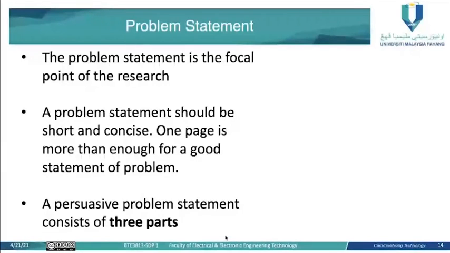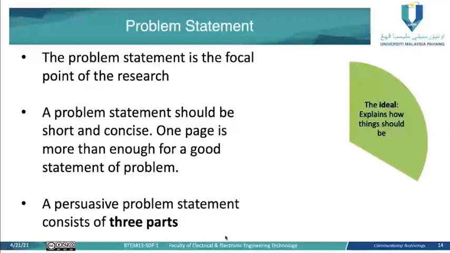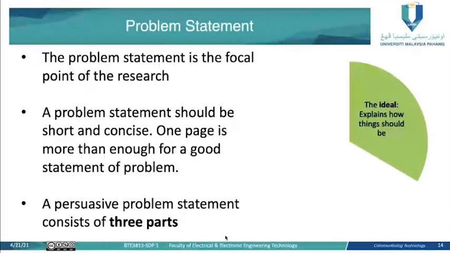The first one is the ideal case. The ideal case explains how things should be in this field. I'm talking about, for example, smart home. So I'm going to introduce what should be there in a smart home, what people should do in a smart home, or what facilities should be provided in the smart home. So in this case, you explain the ideal case, based on your experience and your reading from other work, what you can summarize as the ideal case for this field.